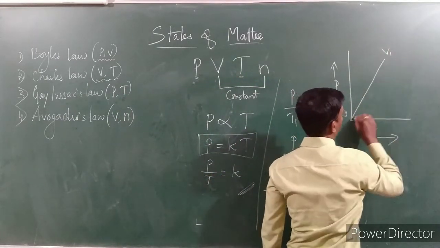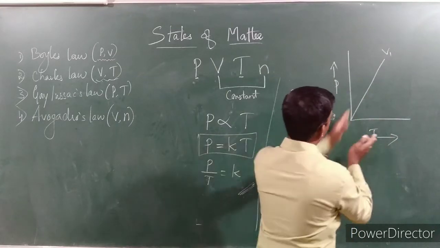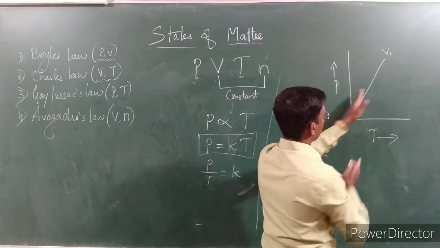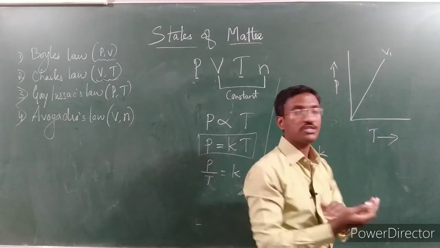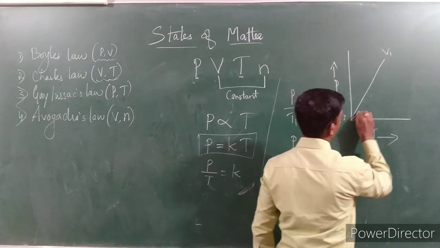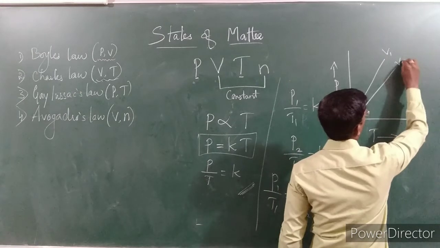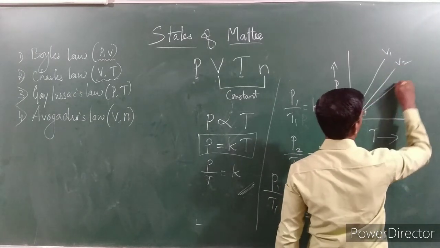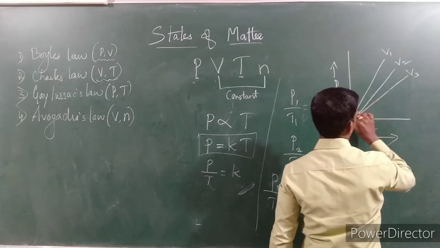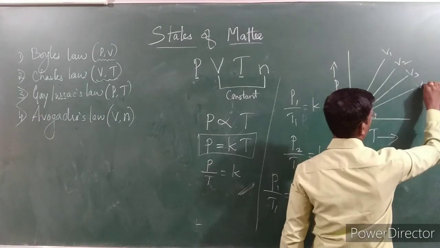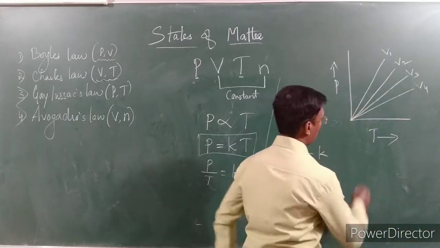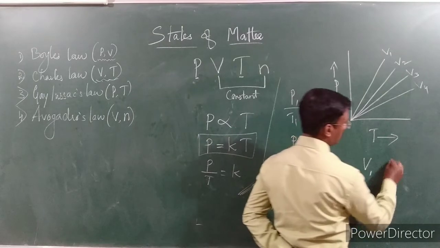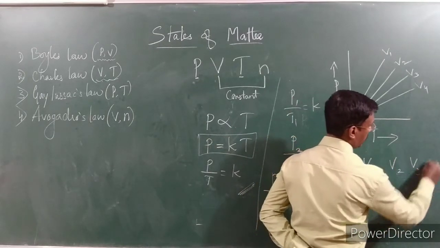So I would like to extend another graph. At a constant value V1, the graph appears this way. If I change the volume, the graph appears as V2 in this way. At V3, the graph appears like this. Similarly at V4.